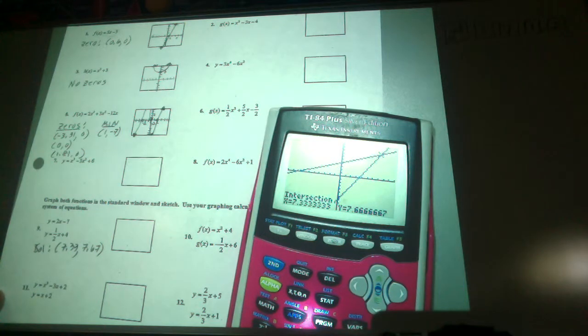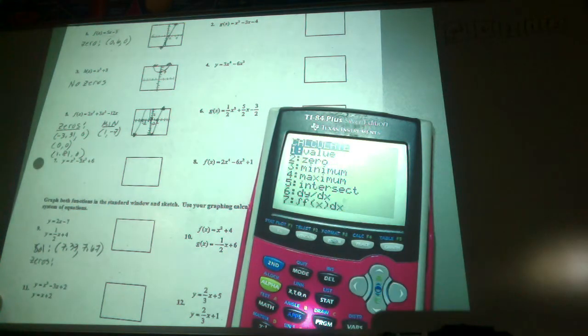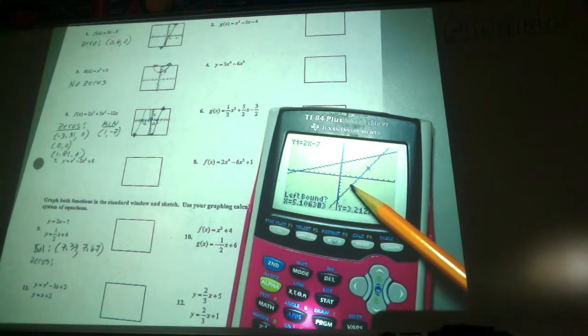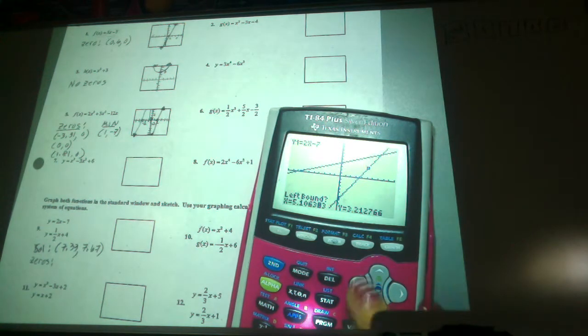And then I want to find my zeros. So my zeros for this one, second calc, 2 for zero. If I go left, it's on the wrong curve. If I want to jump curves, when I have more than one line, you have to go up and down. So if I click on the up button, now it's on the curve that I want, and now I can scroll to the left and get down at that leftmost zero.